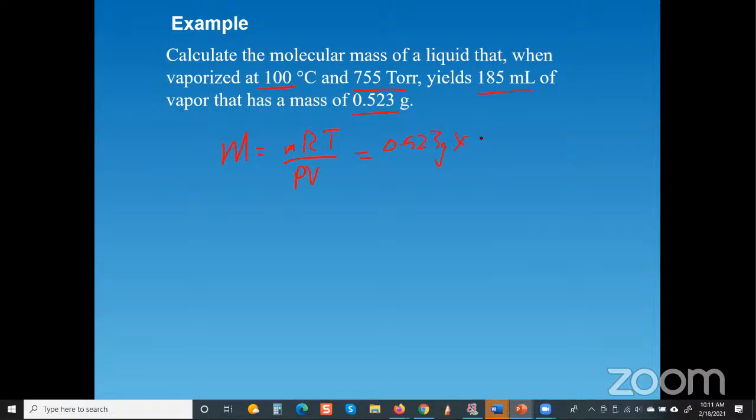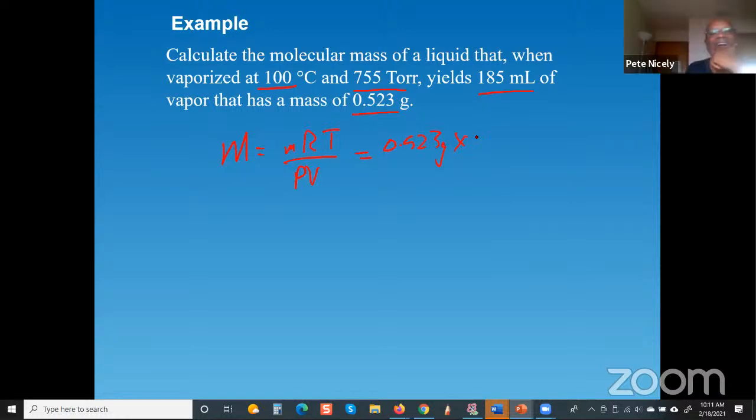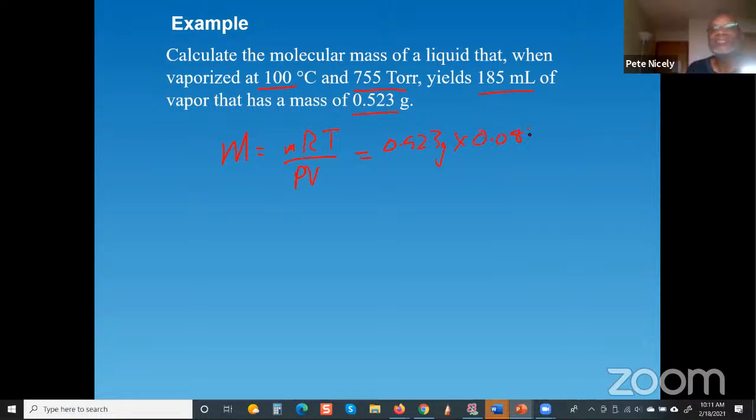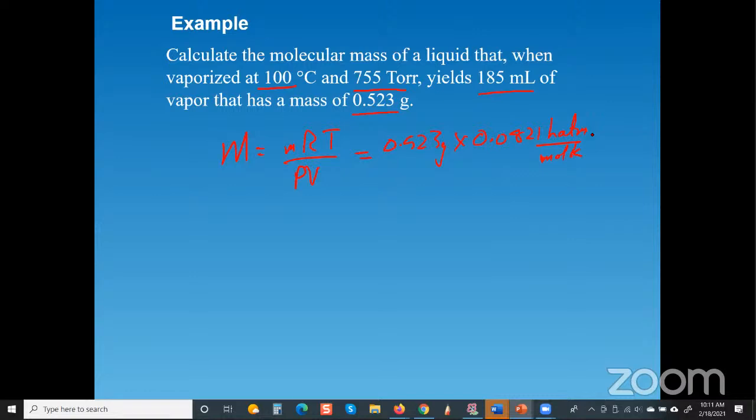Is that going to be the milliliters? No, R is the molar gas constant. Remember what that is? No, not off the top of my head. It's 0.0821 liters atmospheres over a mole Kelvin, right? That doesn't change. Okay, what's the temperature? Temperature is 100 degrees Celsius.